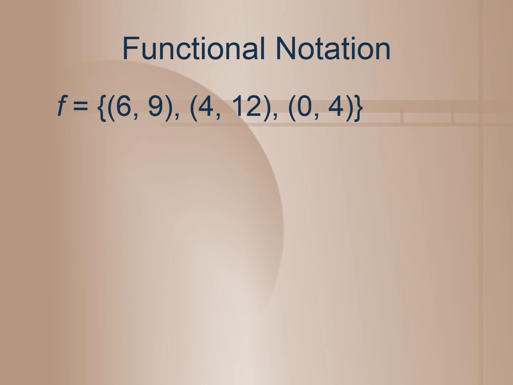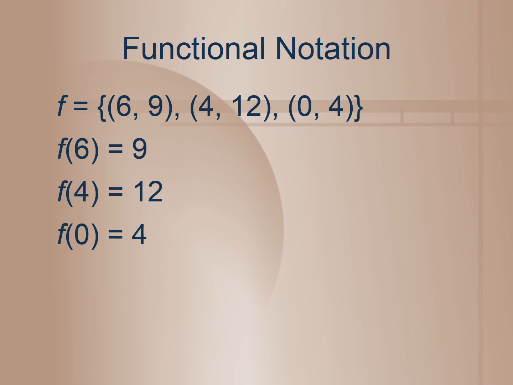So let's say we have our function (6, 9), (4, 12), and (0, 4). If we want to know what f of 6 is, we're saying f of x, so that means 6 is x. And if 6 is x, then our y, our f of 6, is going to be 9. That's how we determine f of 6: we let 6 be x, because we have f of x, and if 6 is x, then y is 9. So f of 4 would be 12, and f of 0 would be 4.